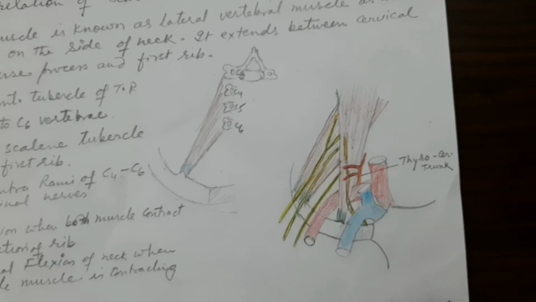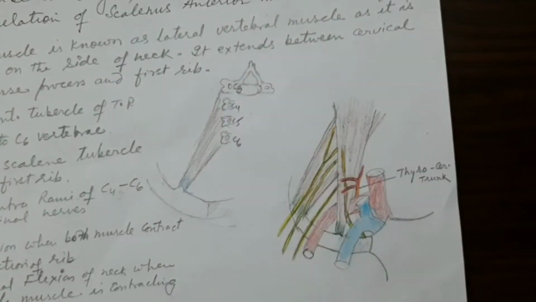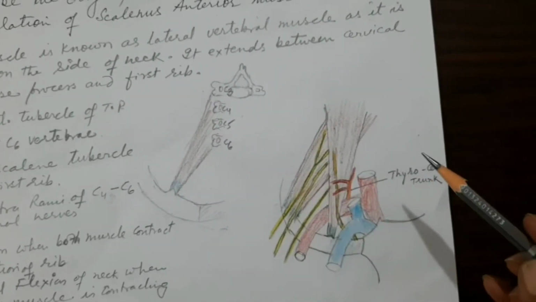Okay, what are the relations of the Scalenus anterior muscle? We will learn what structures lie anterior to it, what structures lie posterior to it, and in a similar way what lies medial and lateral to it. So anterior relation first, and for this use this diagram, and I will explain this diagram first.